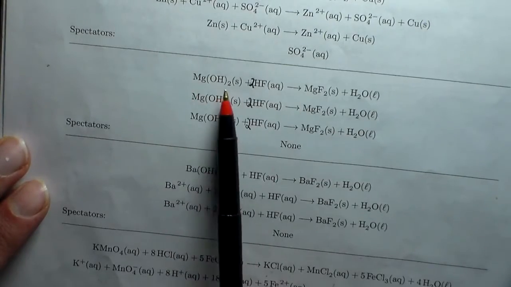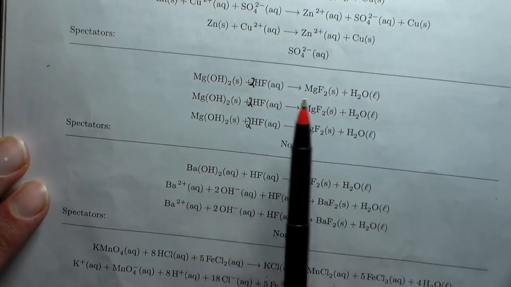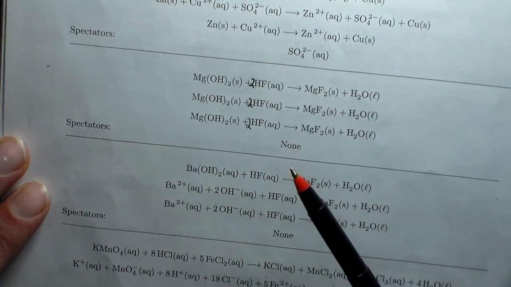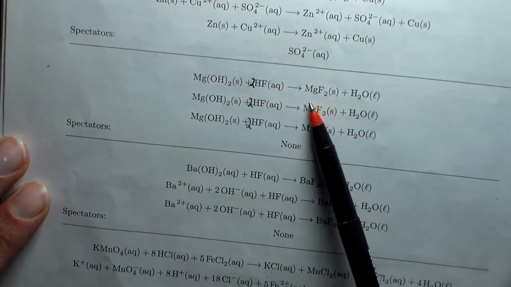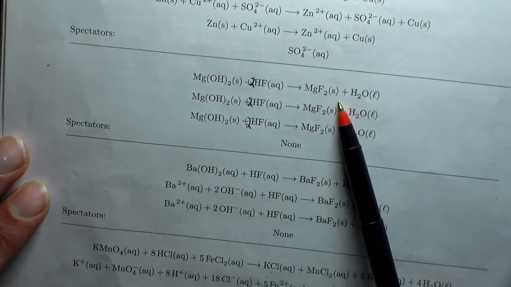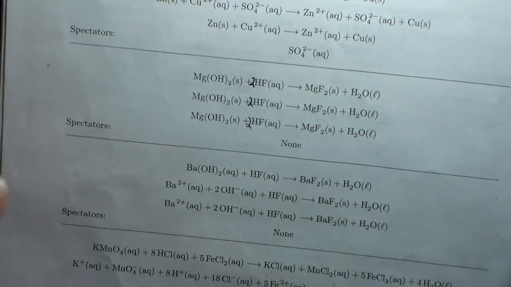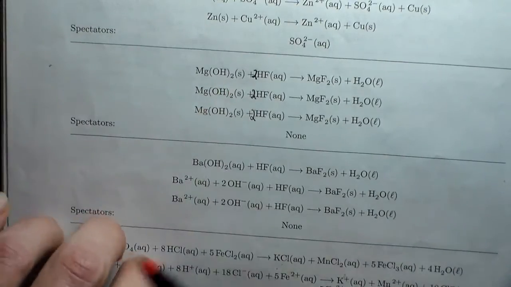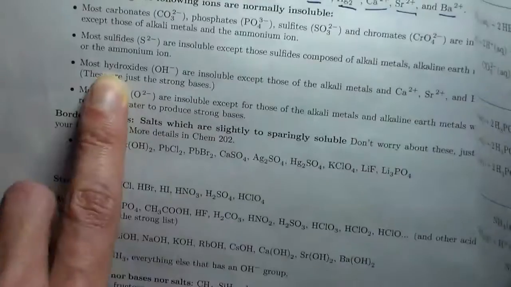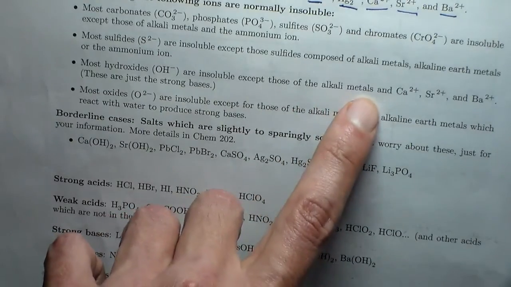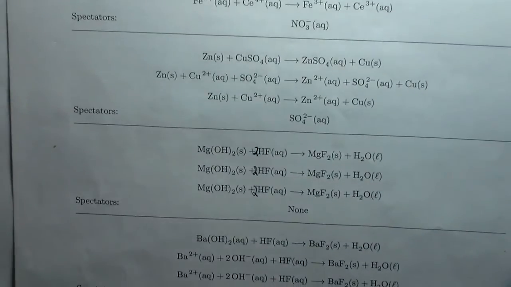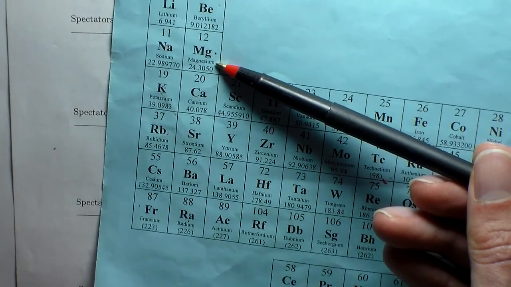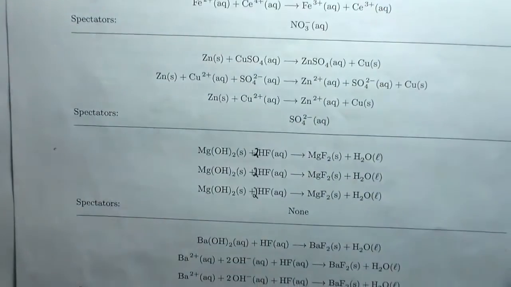Over here, I have magnesium hydroxide, solid, plus 2HF aqueous. The old version I had a little typo there, but the version that's on D2L, that's fixed. 2 hydrofluoric acids gives me magnesium fluoride, solid, plus water, liquid. Now, this is another kind of a little weird case here. The magnesium hydroxide, looking at our soluble hydroxides, most hydroxides are insoluble, except those of the alkali metals, calcium, strontium, and barium. Magnesium, over here, is not one of those included. Okay, so magnesium hydroxide is insoluble.